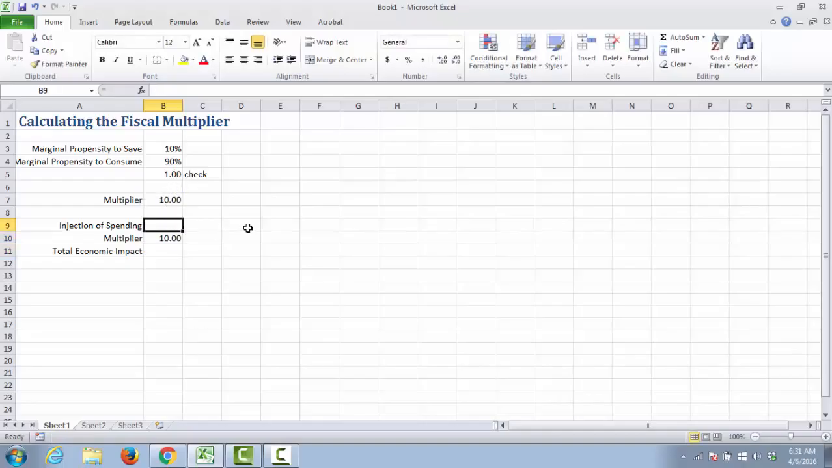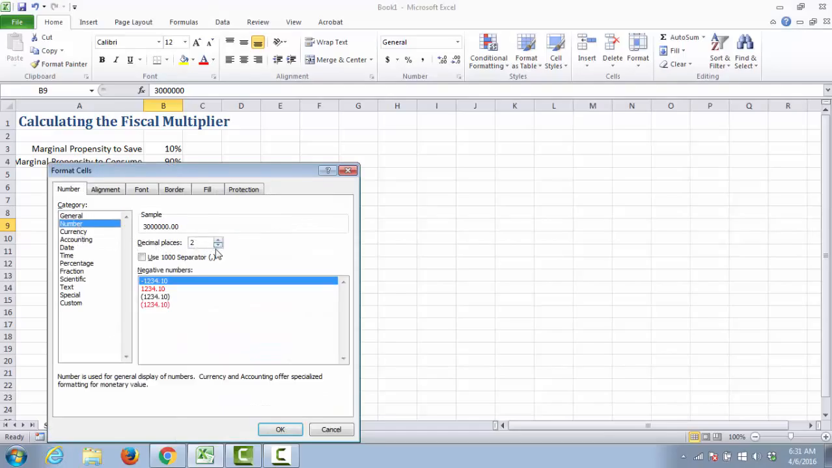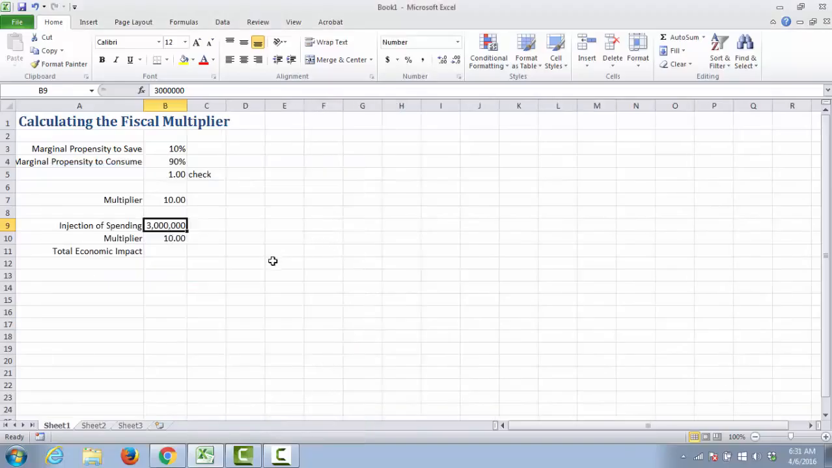And let's say that there's a government project that comes into town that is spending $3 million. That's the amount of the spending. And we can format that, let's do 2 zeros and a comma. All right. And then the total economic impact is just the multiplier times the injection of spending. Multiplier times the injection, or initial spending, I often call it.